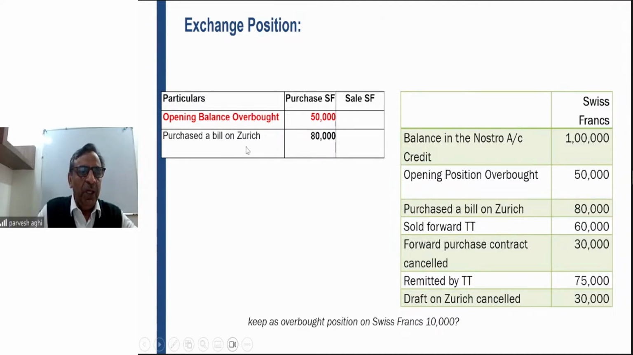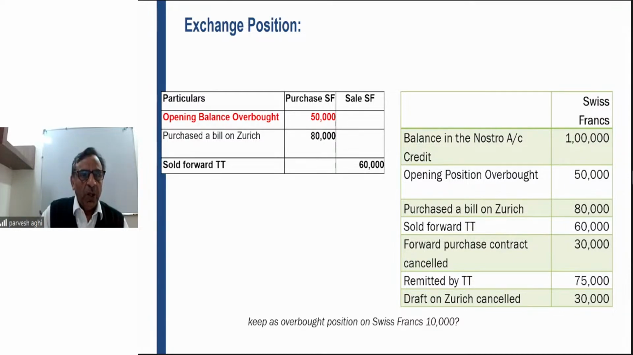So you purchase a bill on Zurich. That means you have purchased a bill from someone. So you are going to get these Swiss francs after some time. So you have purchased a customer's bill in Zurich for 80,000 Swiss francs. Now you have sold a forward TT. So you have sold someone a TT. A customer comes to you and says that I need to make a telegraphic transfer in Swiss francs, but not now, but after a month.